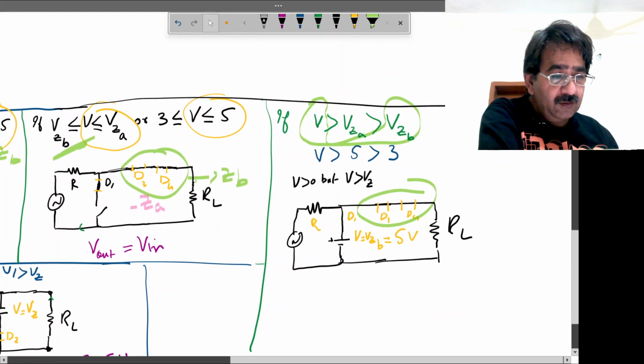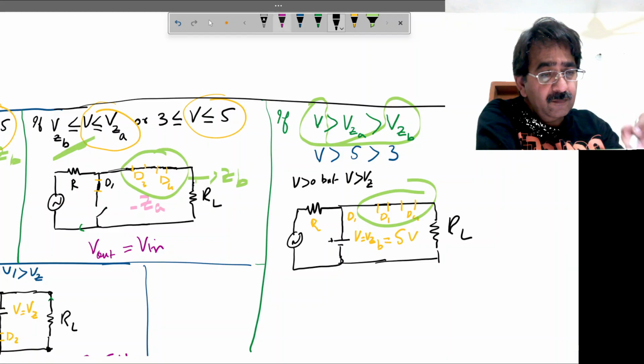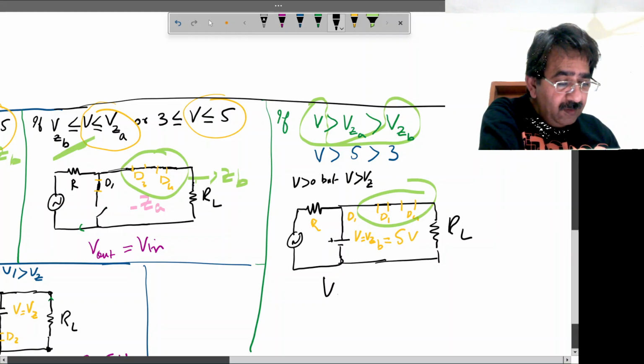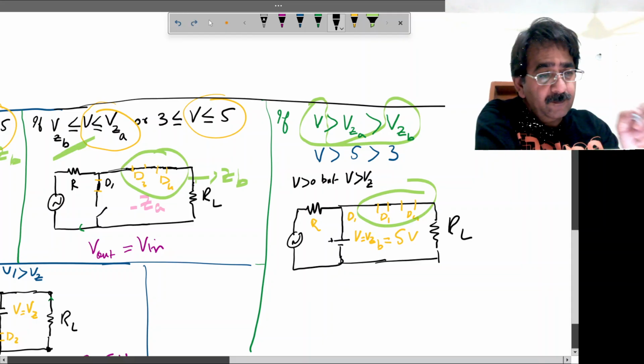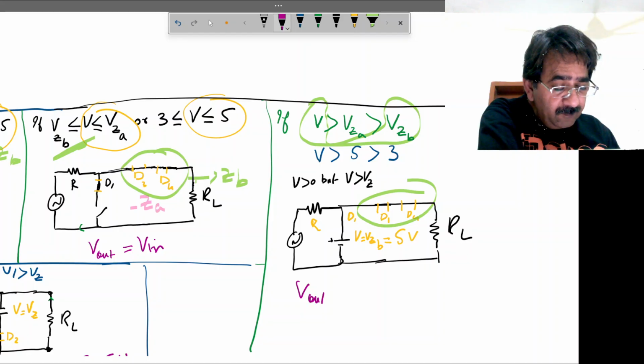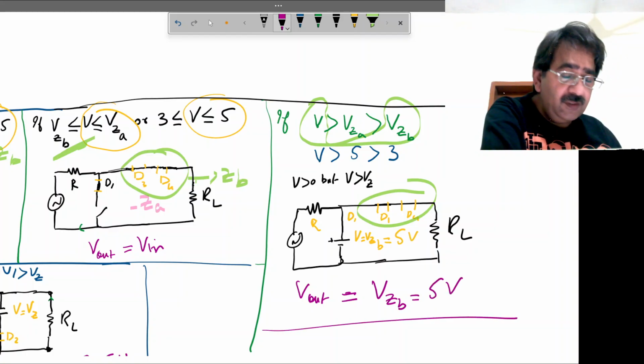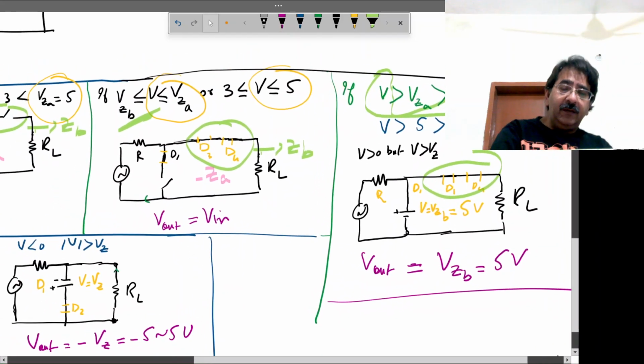So in this case, V out will be equal to VZB, which is equal to 5 volt. So this is all okay.